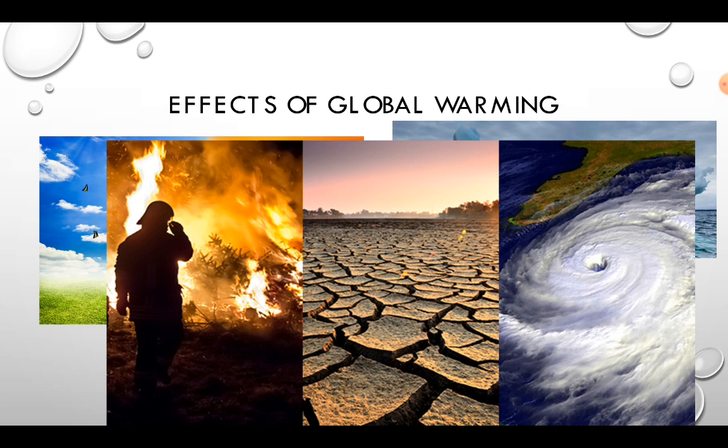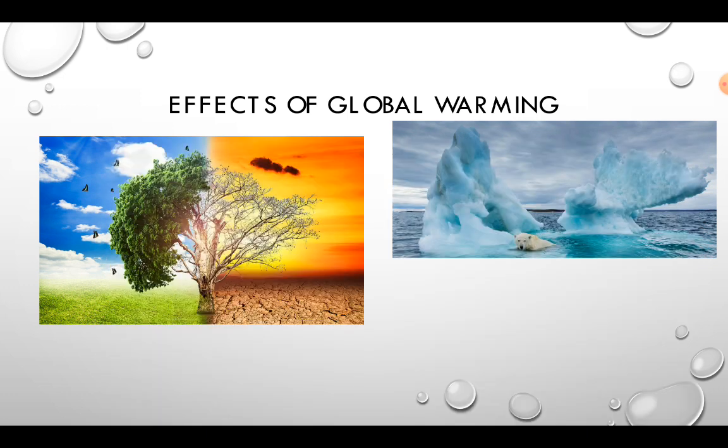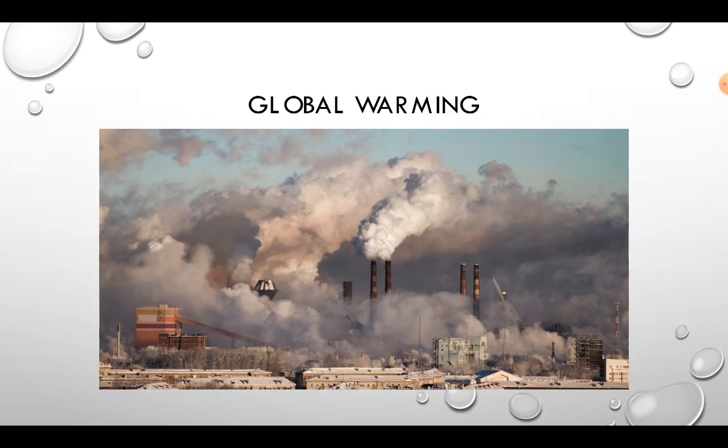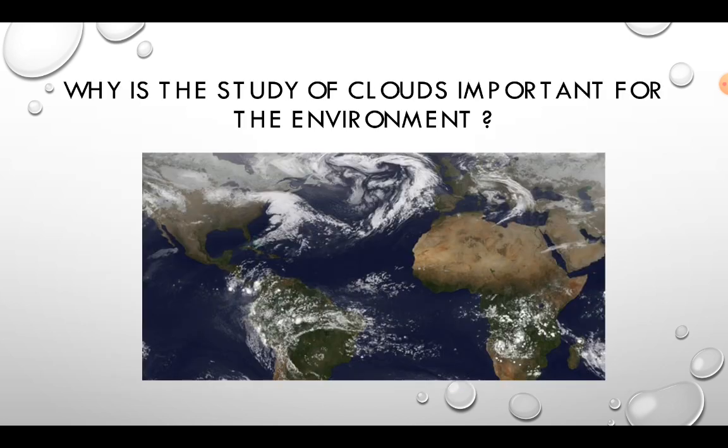Look at the right-hand side, storms, tropical storms. Countries which didn't have tropical storms are having these storms. Even in Malta, we're getting used to a phrase called a medicane, like a hurricane happening in the Mediterranean. So all this is global warming, and global warming is brought about by pollution. But what does global warming have to do with clouds?